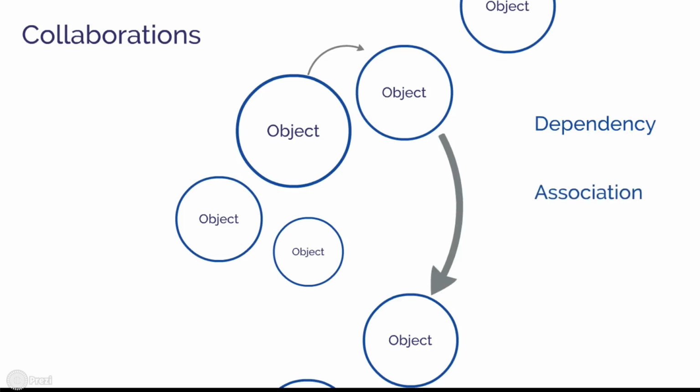Association is when one object would have a reference or a pointer to another. So this is quite a stronger form of collaboration, because the objects would interact with each other quite frequently. And inheritance. This is the strongest form of collaboration, and you know why, because we've just discussed it before.